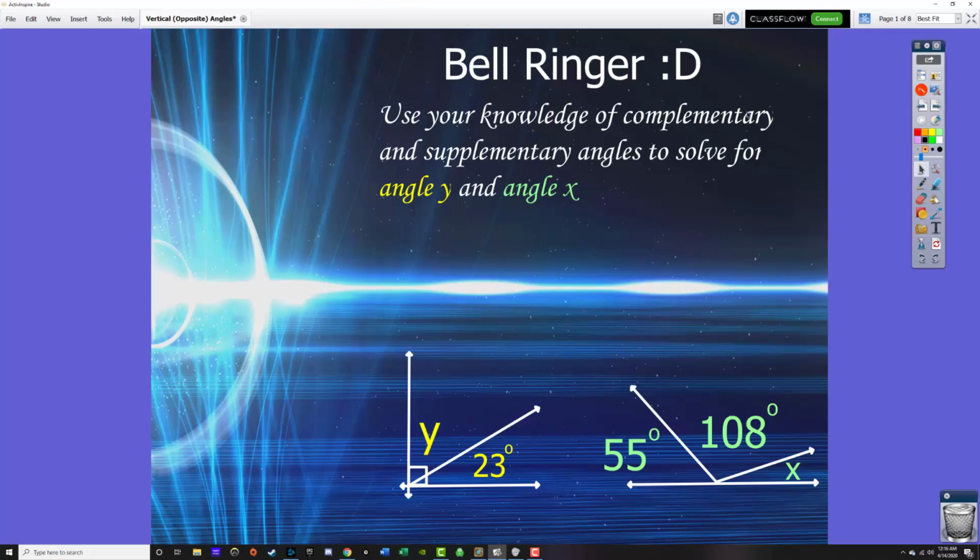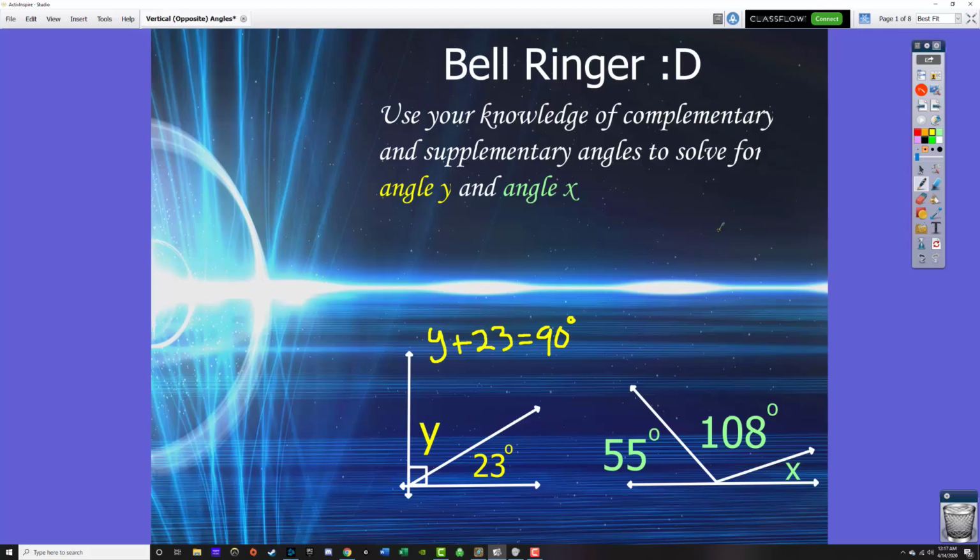Okay, so use your knowledge of complementary and supplementary angles to solve for angle Y and angle X. So we're going to start with angle Y right here, and I can tell that these two angles are complementary because when we add them together, they are going to give us a right angle. Which means that when we add both of them together, Y plus 23 should give us a total of 90 degrees.